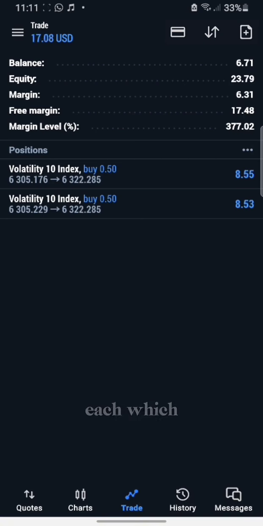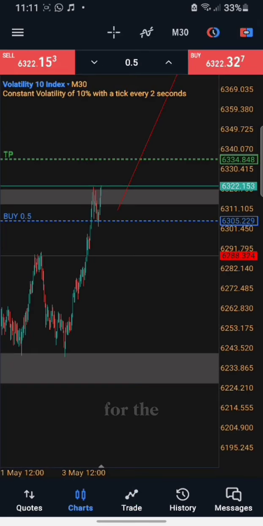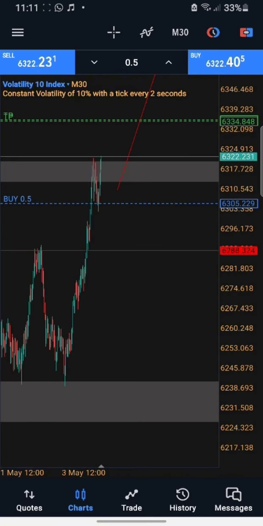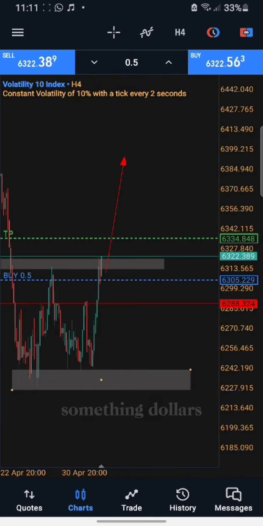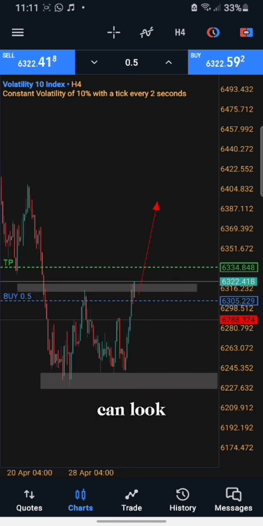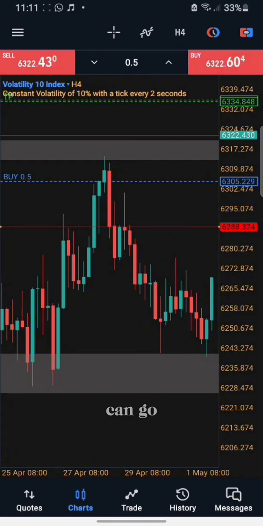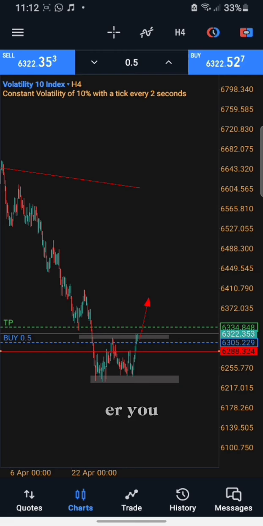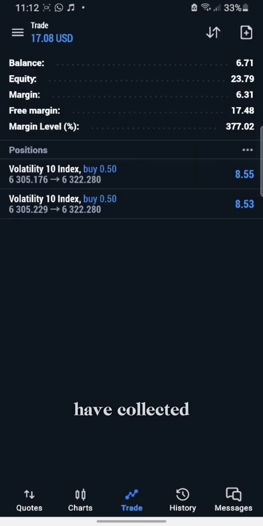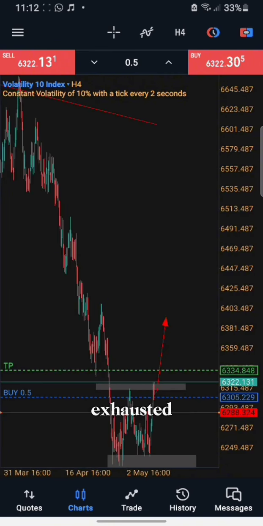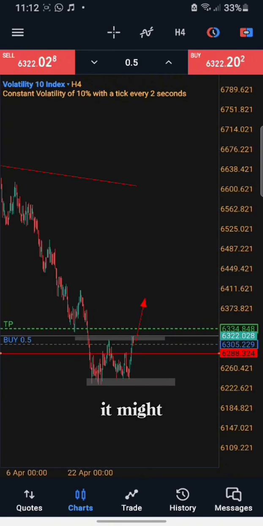Now we are $8 each, which is a lot, but we are aiming for the market to reach our TP. So if it reaches our TP, we are aiming to reach at least $30 something. It's a lot, and then maybe you can look for other trades. This kind of setup can go all the way up, but then it is risky to stay in one market. Sometimes you just have to collect the profit that you have collected, and then you just leave the market and look for other trades before it gets exhausted. Because if it gets exhausted, it might retest and exhaust all the profit that you may have already collected.